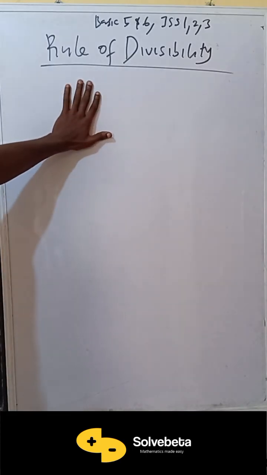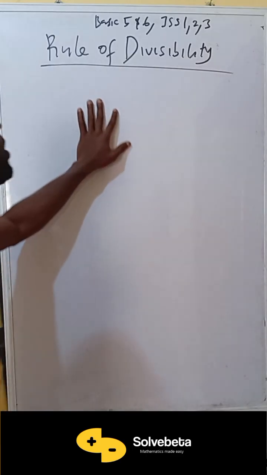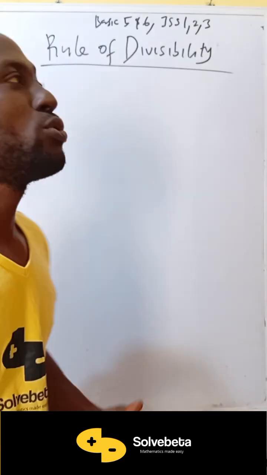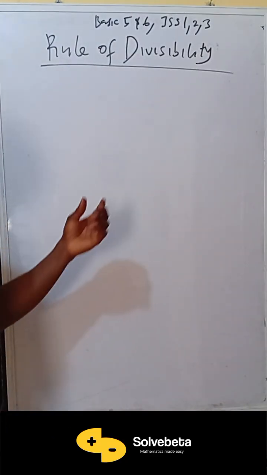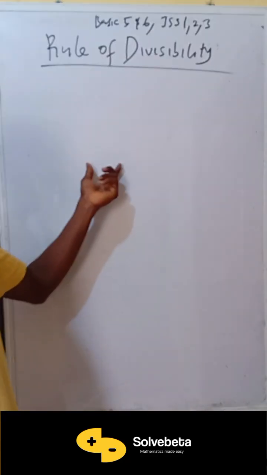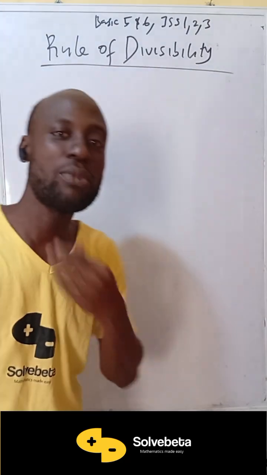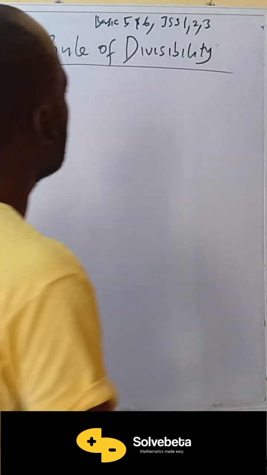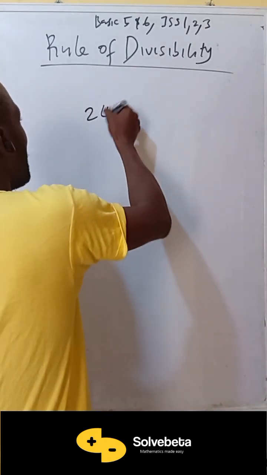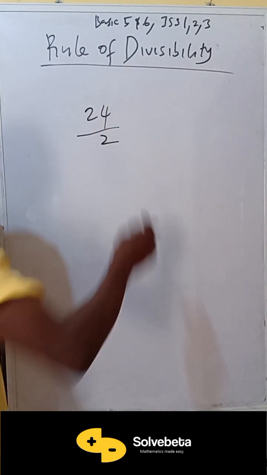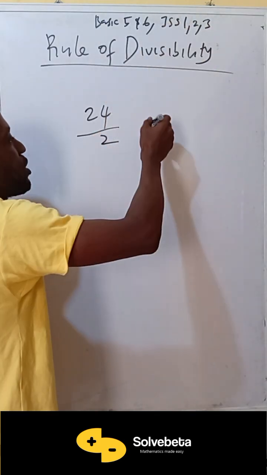Now let's look at the topic, rule of divisibility. Rule of divisibility is a rule that shows you how you can know if a number can be divided by another number. Very, very important. How can you know if a number, for example 24, is divisible by 2? It's going to be very, very helpful to all of you in this class bracket.